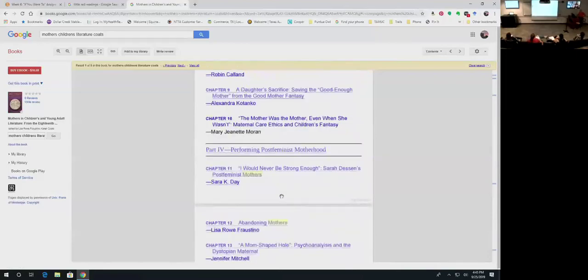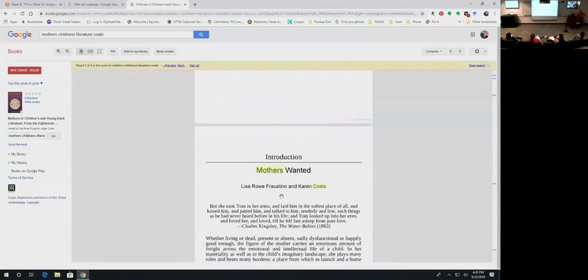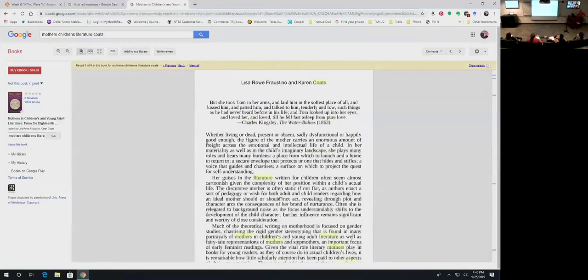Performing post-feminist motherhood. Whether living or dead, present or absent, sadly dysfunctional or happily good enough, the figure of the mother carries an enormous amount of freight across the emotional and intellectual life of a child. In her materiality, as well as in the child's imaginary landscape, she plays many roles and bears many burdens, a place from which to launch, and a home to return to, a secure envelope that protects on one hand and hides and stifles on the other, a voice that guides and chastises, a surface on which to project the quest of self-understanding.